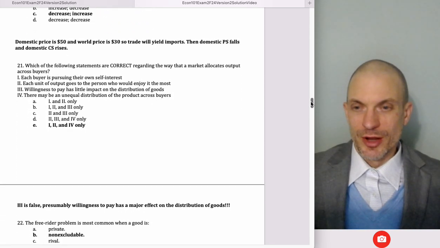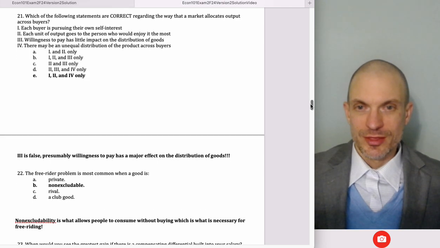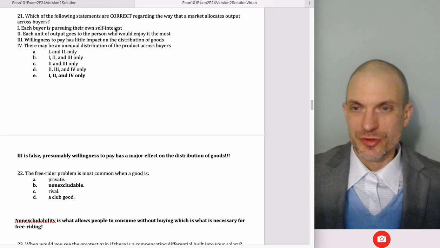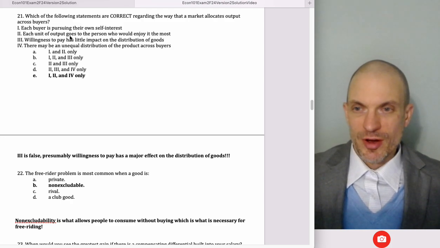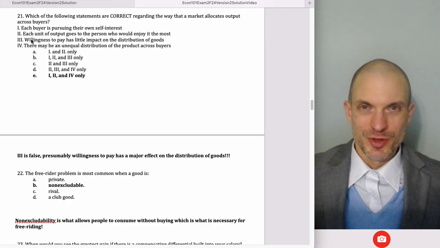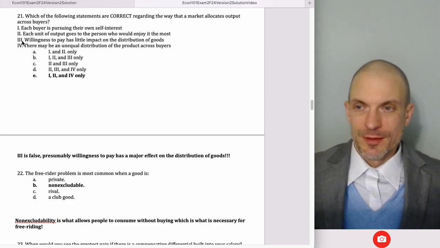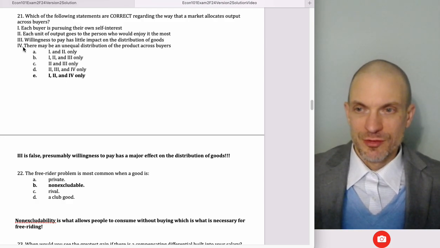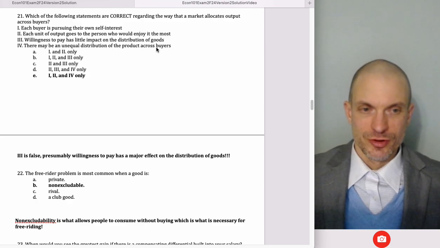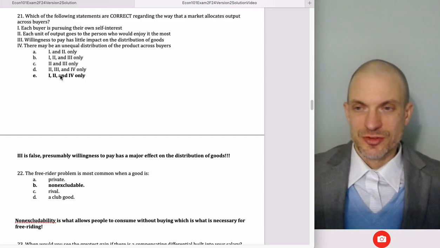Question 21. Which of the following statements is correct regarding the way the market allocates output across buyers? So the first one, each buyer is pursuing their own self-interest. Yeah, that's right. Each unit of output goes to the person who'd enjoy it the most. Right. Assuming we have not decoupled willingness to pay and ability to pay. 3, willingness to pay has little impact on the distribution of goods. No, that's incorrect. And 4, there might be unequal distribution of the product across buyers. Yeah, and there almost certainly will, so long as people differ according to willingness to pay. And so the best answer is E, 1, 2, and 4 only.